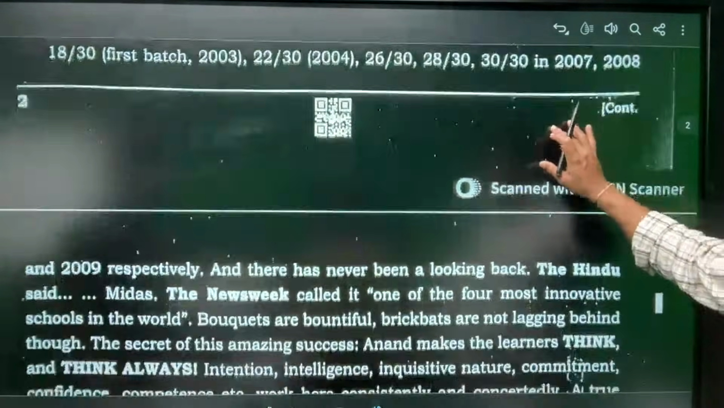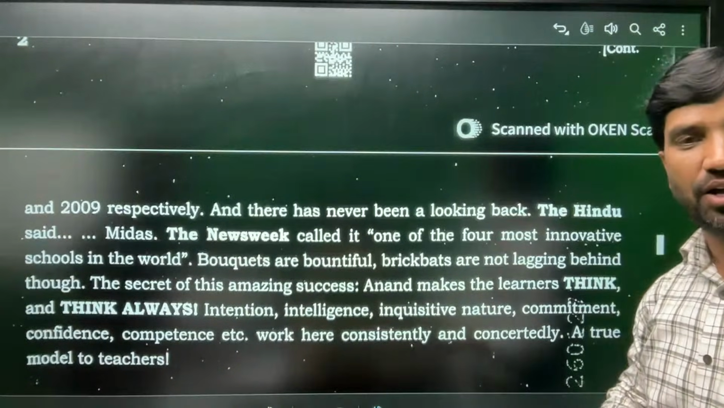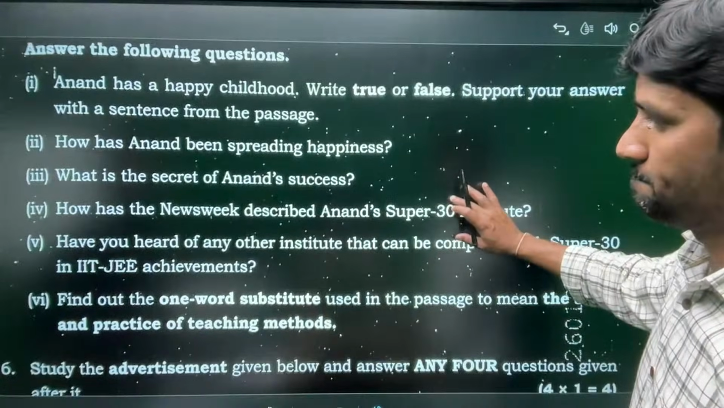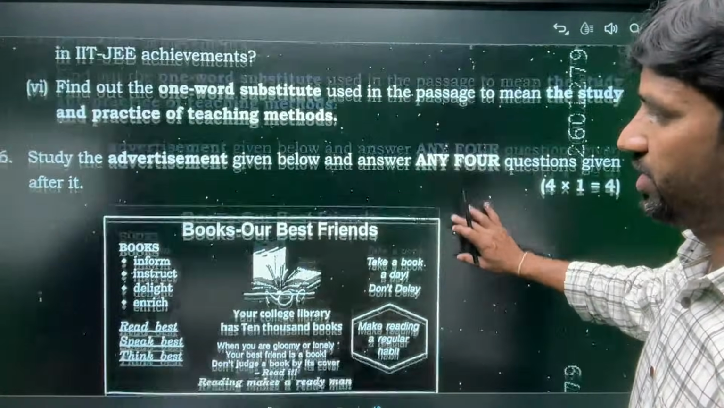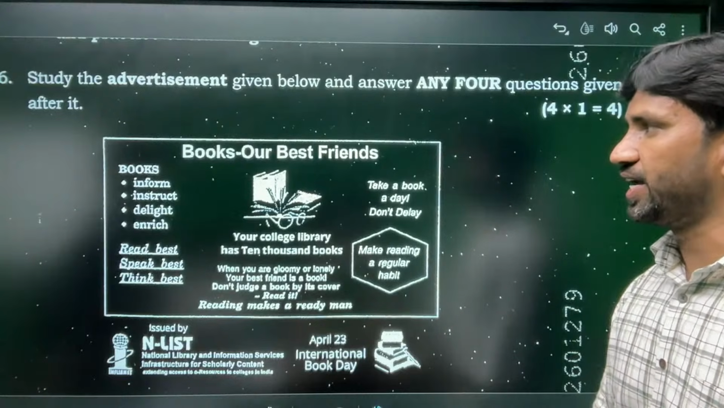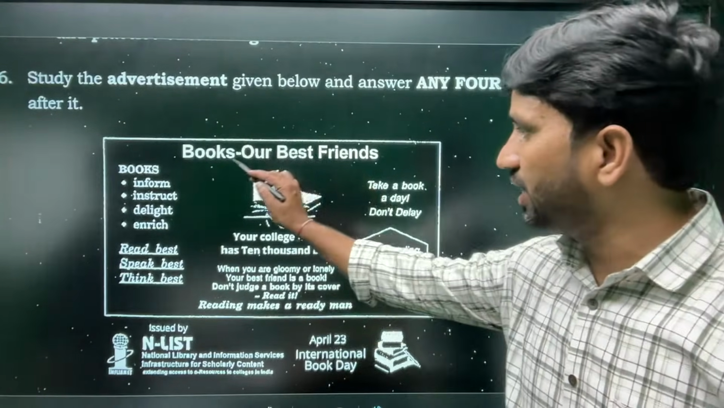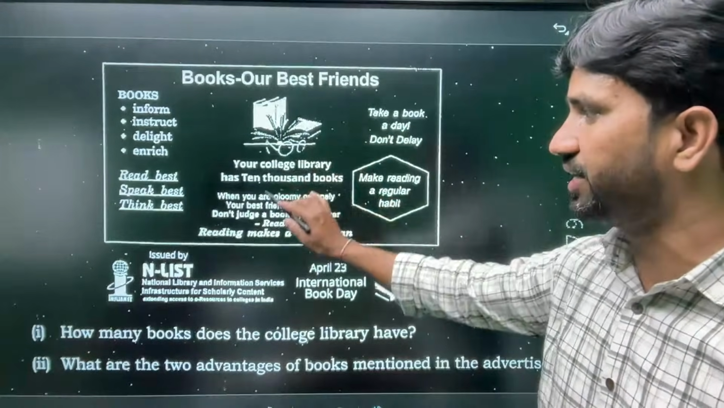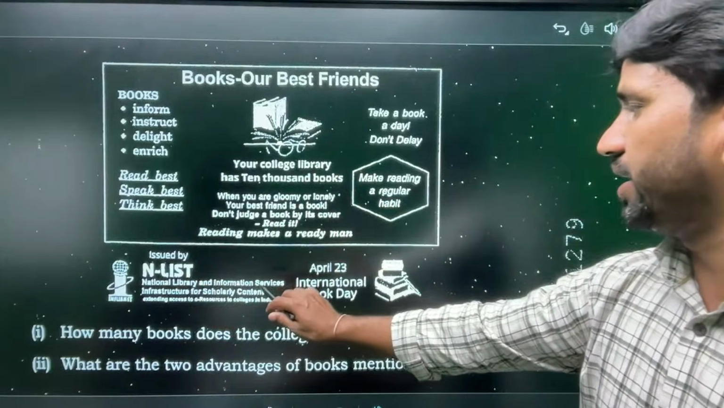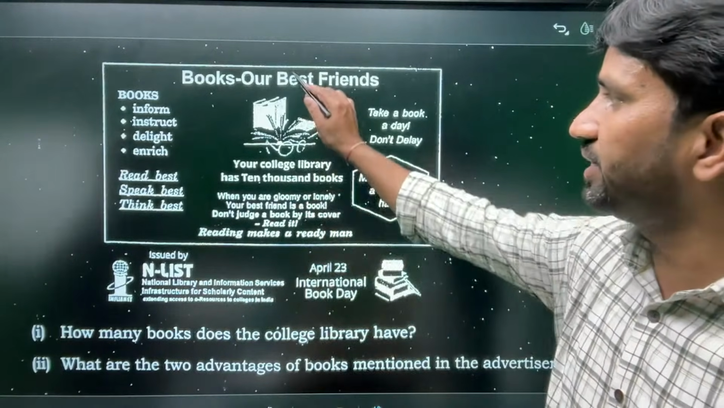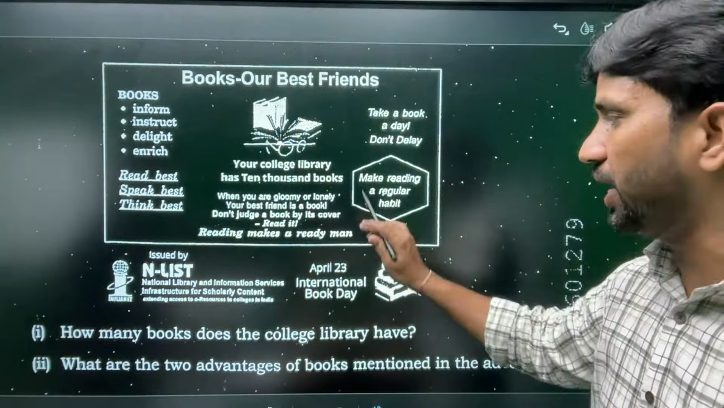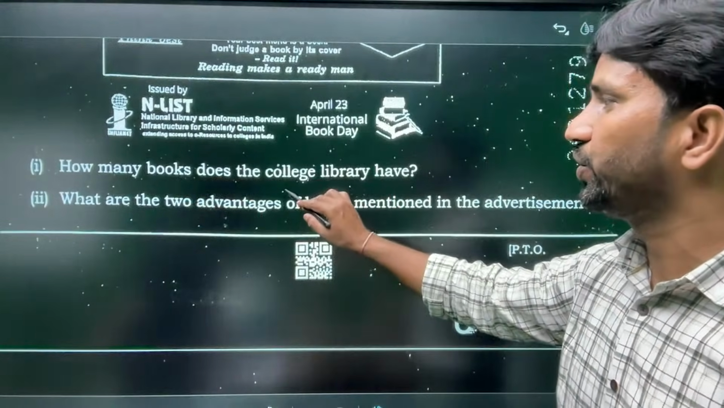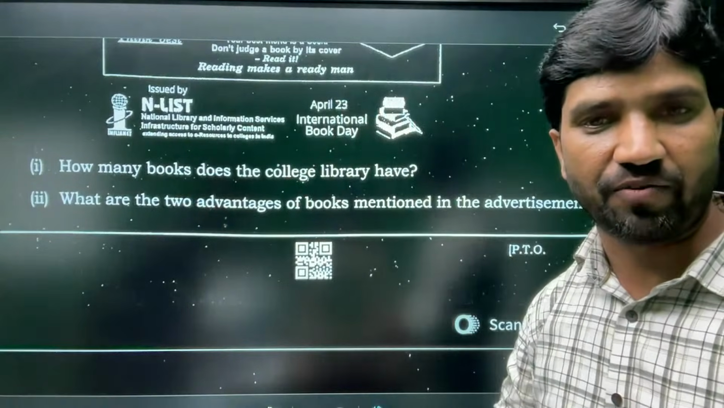The second one is an unknown passage. It comes from outside the syllabus. You just go through it once. Next is the advertisement. How to present it? Read everything they have written in it, all the words and sentences, such as National Library and Information Services. Read and observe carefully, and after reading, answer the questions given from the advertisement.